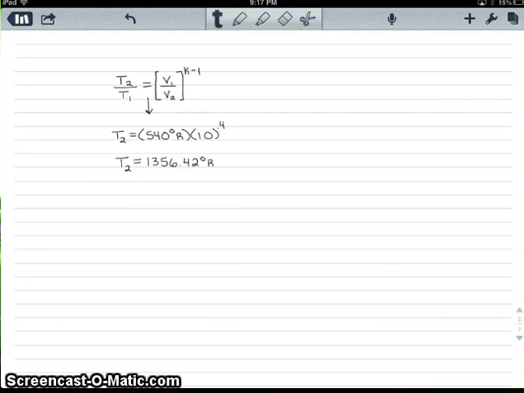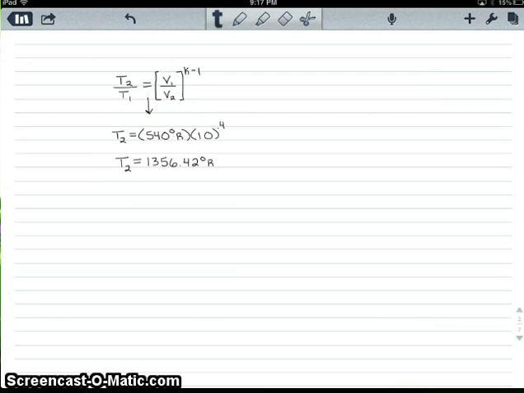To find T2, simply use equation 9.6. As seen below, T2 divided by T1 equals V1 divided by V2 to the k minus 1. Now all we're going to do is input our known values and do a little bit of math. V1 divided by V2 is our compression ratio, so that is equal to 10. Our k is 1.4, and our T1 is 540 degrees Rankine. As you do your math, it should come out to 1,356.42 degrees Rankine.